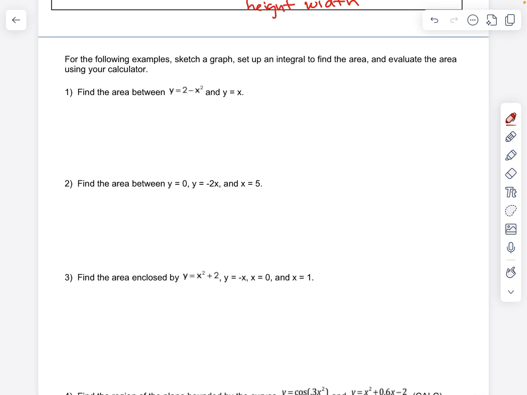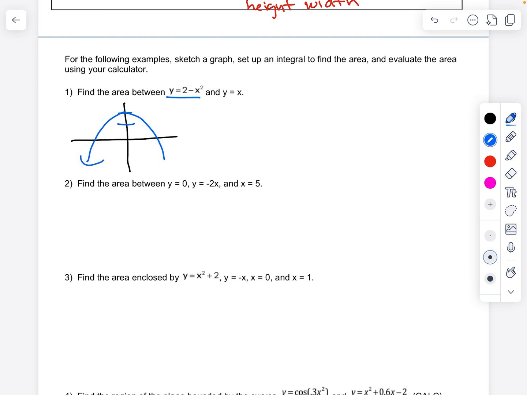So the first thing you always want to do is draw yourself a rough picture so you get an idea of what you're looking at. So 2 minus x squared is going to be a parabola that opens down. And then y equals x is just a 45-degree line that looks something like this. So we're looking for the area between these two regions. So this is the region I'm looking at. So I'm trying to find the area of this shaded region that I have.